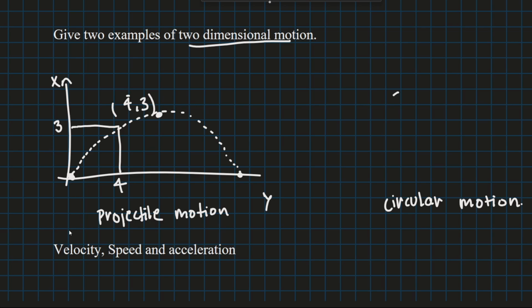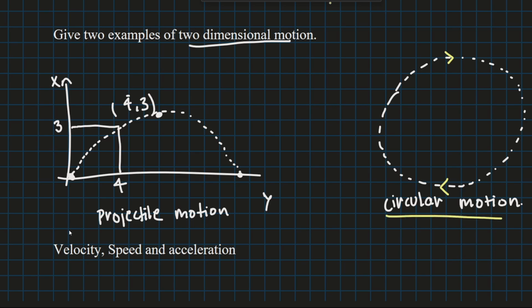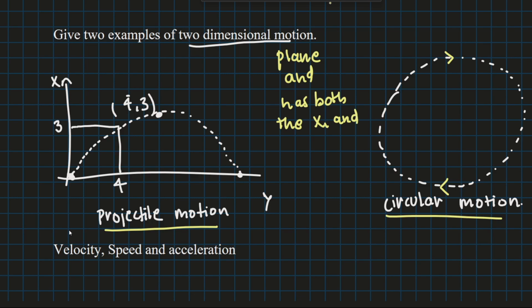While in the case of circular motion, we consider a circle, and it's known as circular motion. This is something known as circular motion and projectile motion. This occurs in a plane and has both the x and y coordinates.